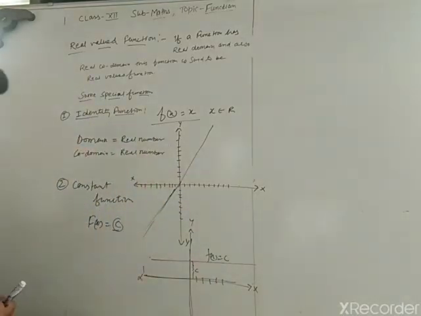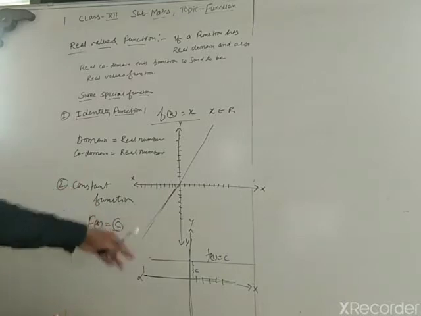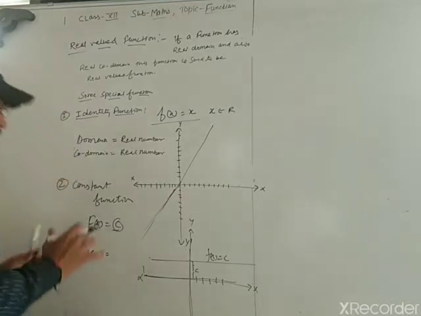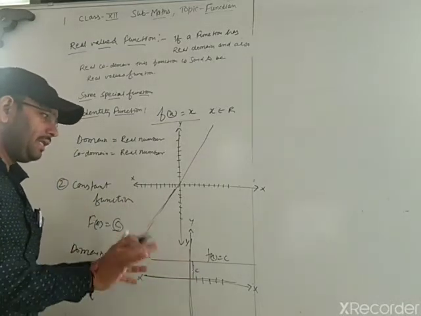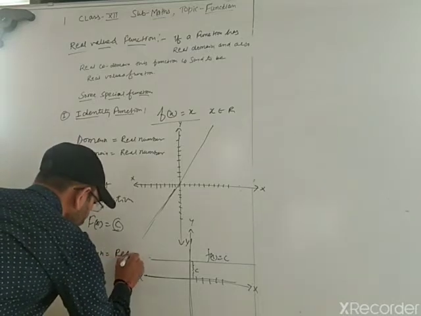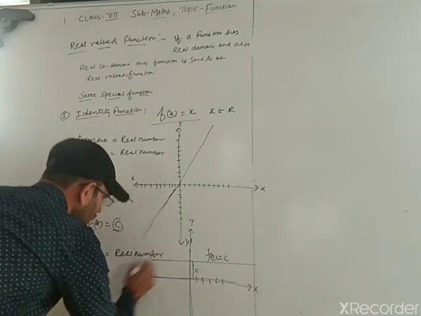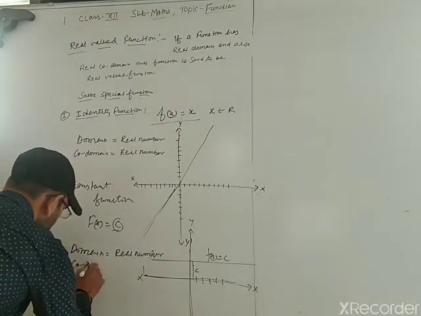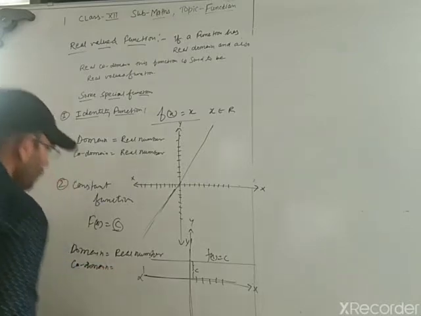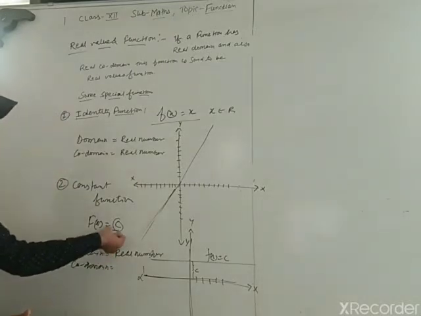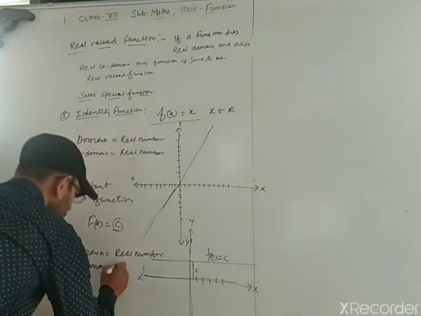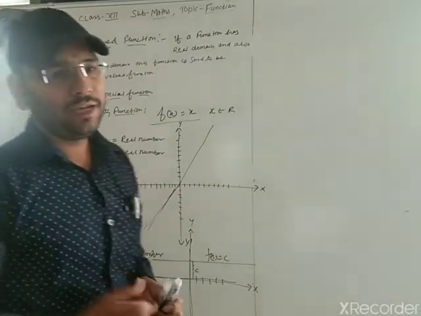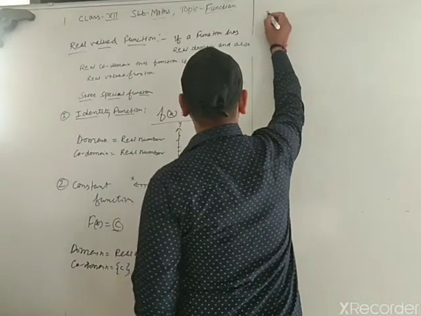Clear? Now the question is, what is the domain and the codomain of this function? What value can we give this function? We can give any real number, so the domain is real numbers. As for the codomain, for any input we always get a constant c as our answer. Clear?